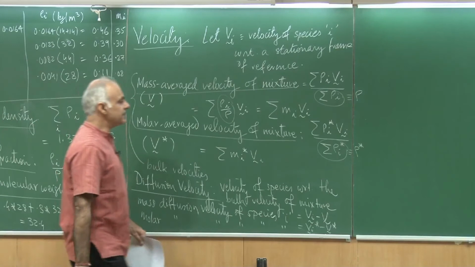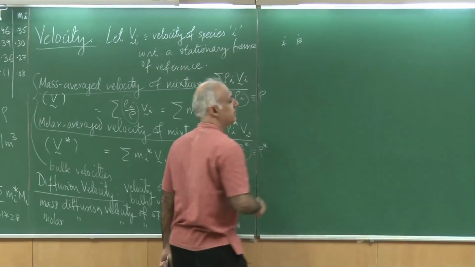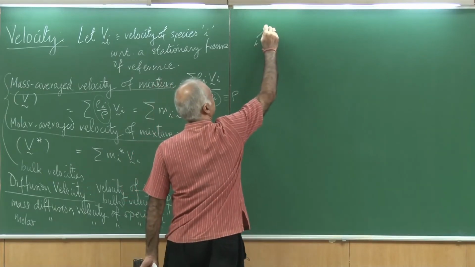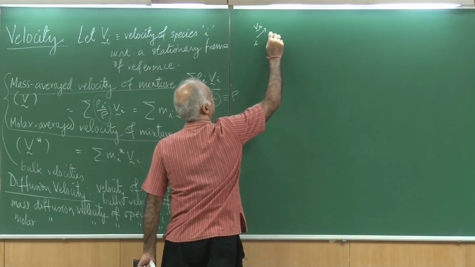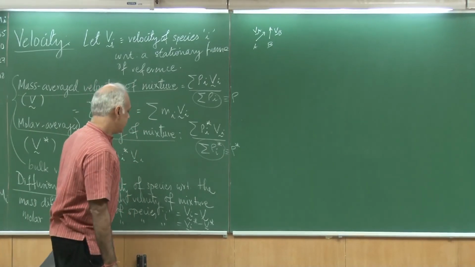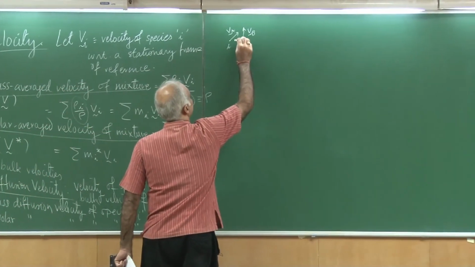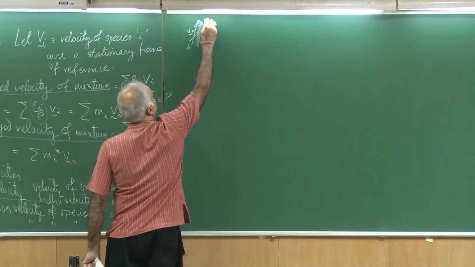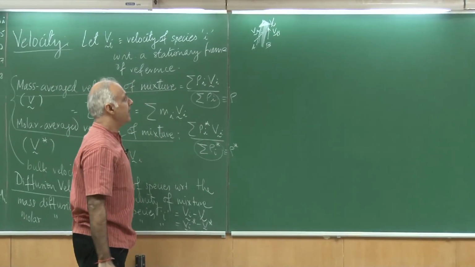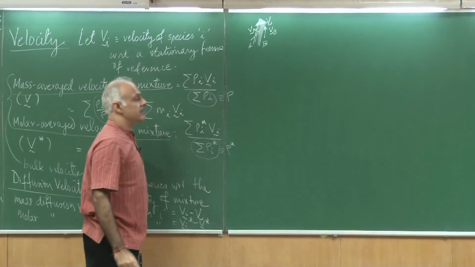So the diagram is like this. Let's say there are these molecules A and B in a mixture, and let me say this represents the bulk of A, this represents the bulk of B. So this is moving with VA, this perhaps is moving with VB, and the average of this is moving with V. So the resultant is perhaps moving with V. And the diffusion velocity is the velocity of A when I sit on the frame which moves with velocity V.